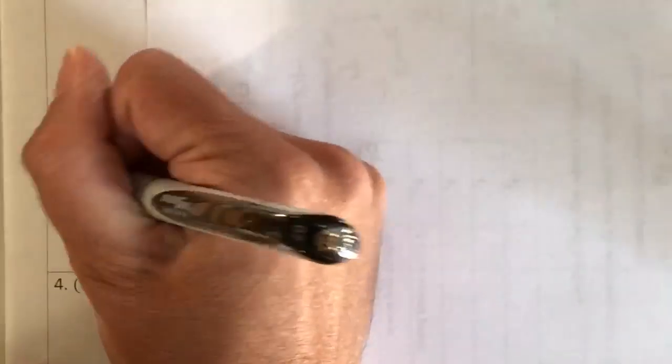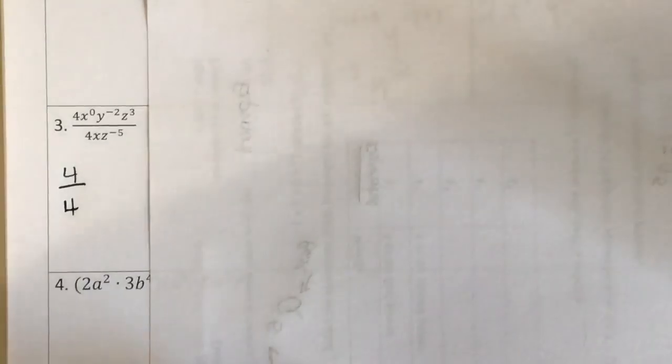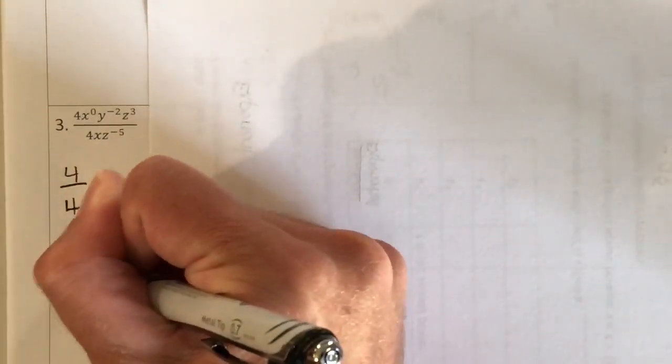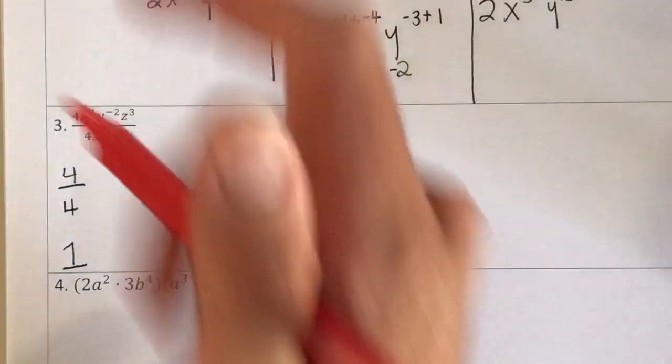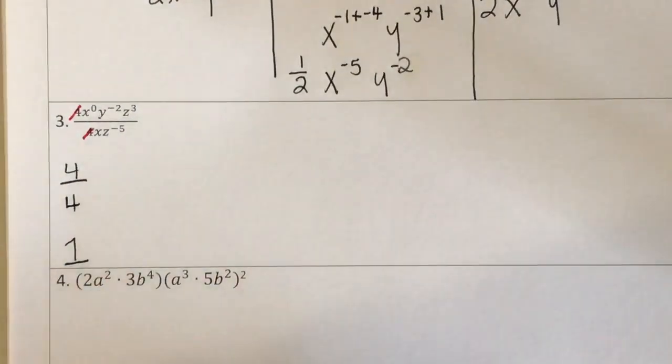4, well, what does 4 over 4 simplify and become? Well, simple. 4 divided by 4 has a value of 1. So in this one, my 4's cancel each other out. Well, look at what I have remaining.